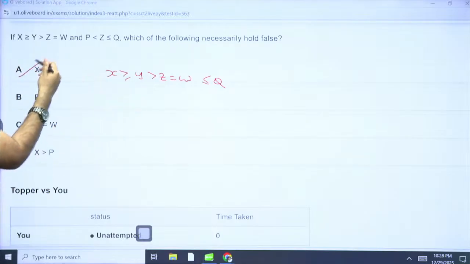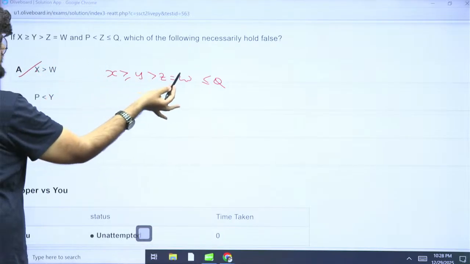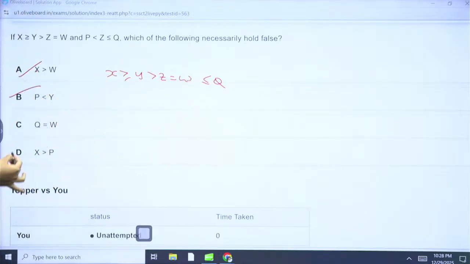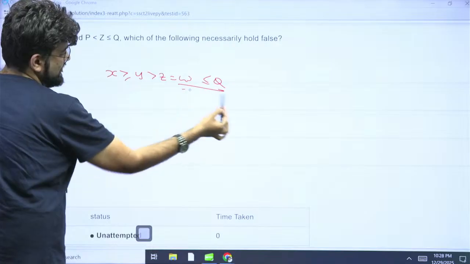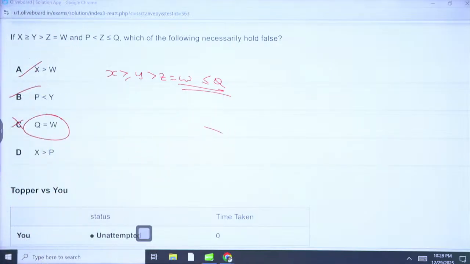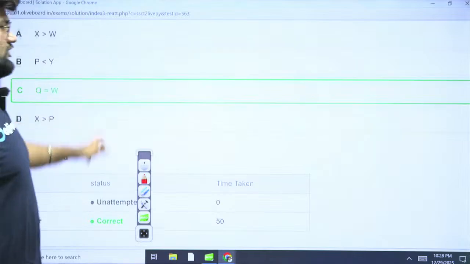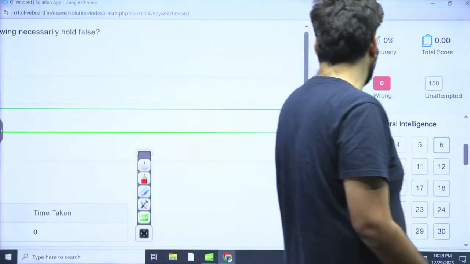That's true. P is less than Y. If P was here, P is less than Z. So P is definitely less than Y as well. Q is equal to W. That's not possible. Okay. That's not possible. So option C is the incorrect one. 50 seconds. Perfect. Could have been faster, but it's okay.